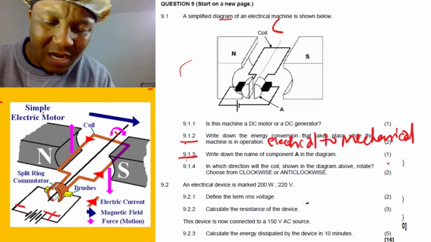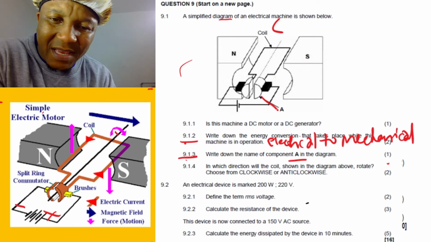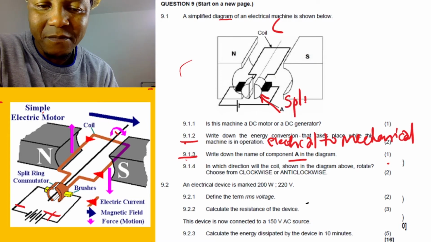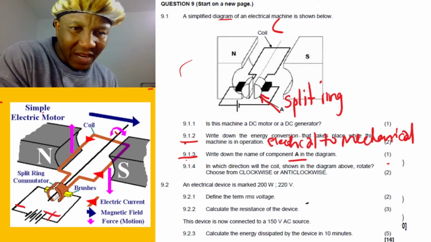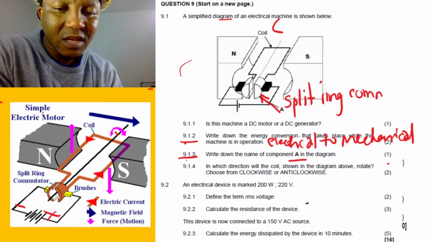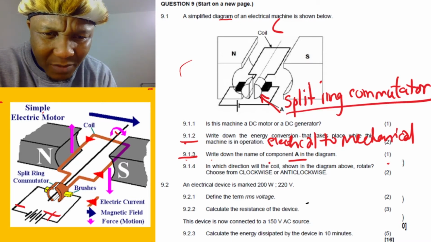Now 9.13, write down the name of the component A. Component A is a split ring commutator. Split ring commutator. Now they say here, write the name. Okay, that one is done.